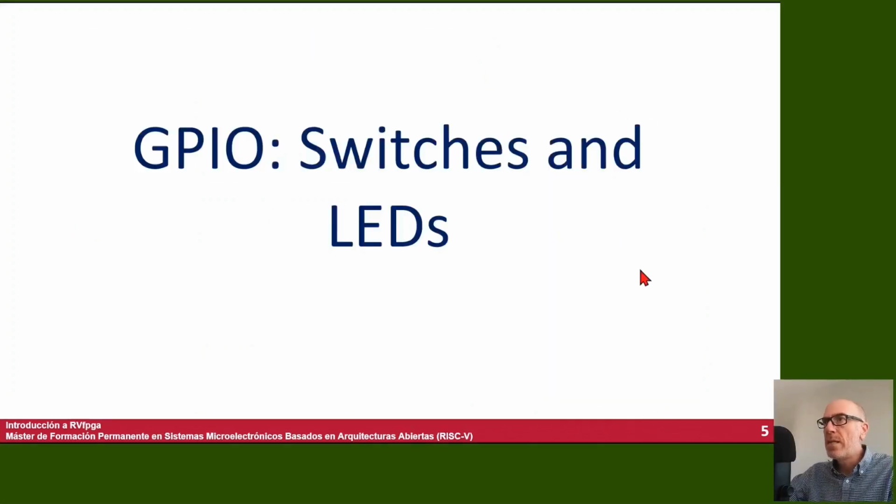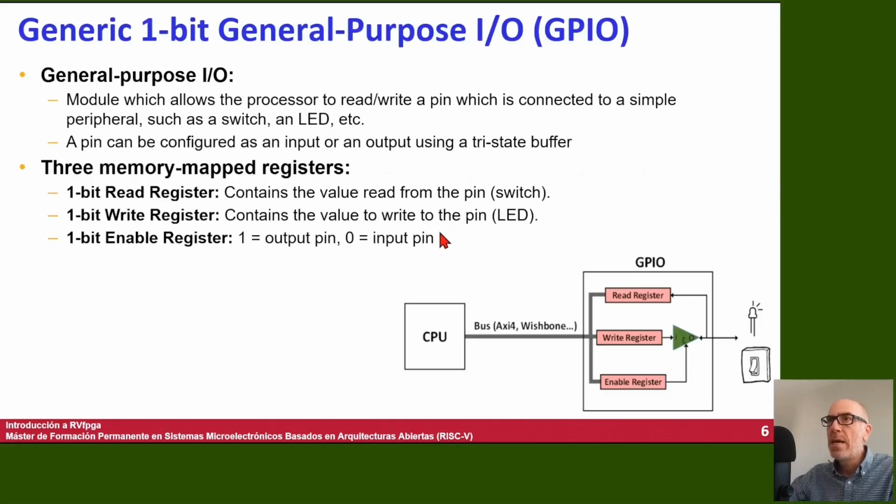Let's start by analyzing the simplest peripheral in the SoC, switches and LEDs connected through a GPIO controller. GPIO stands for General Purpose Input-Output. This first slide illustrates a generic simplified GPIO. The GPIO module allows the processor to read or write a pin connected to a simple peripheral like a switch or LED.